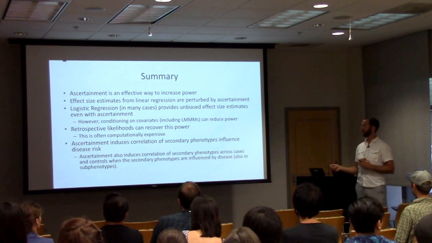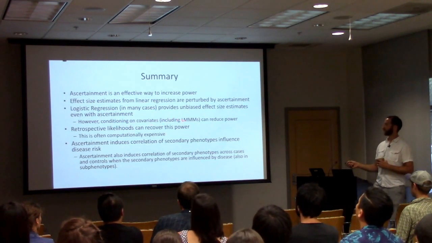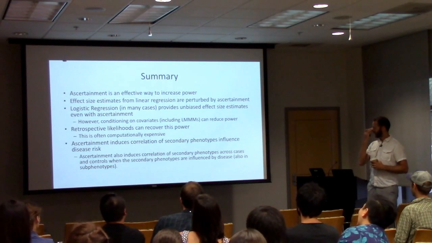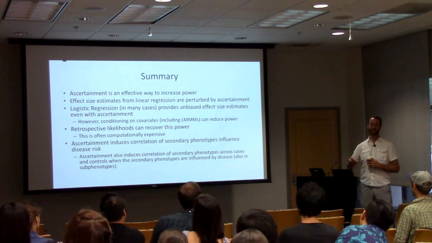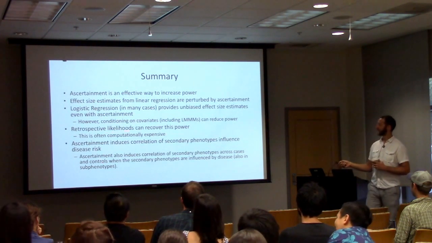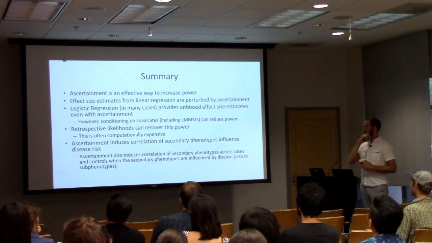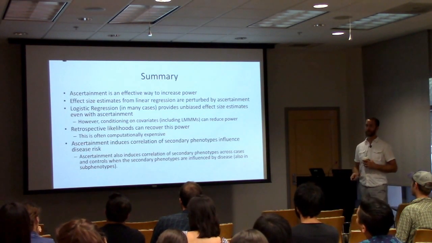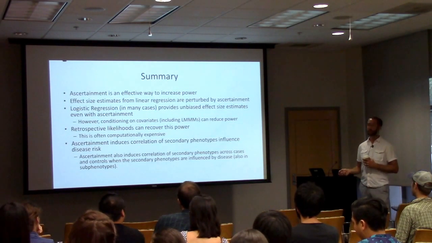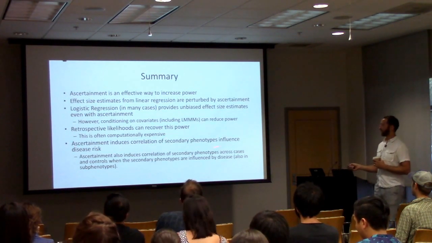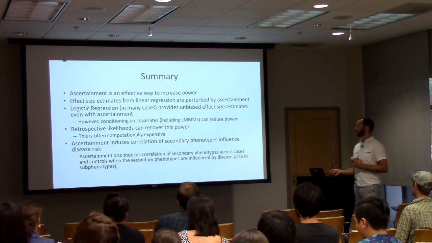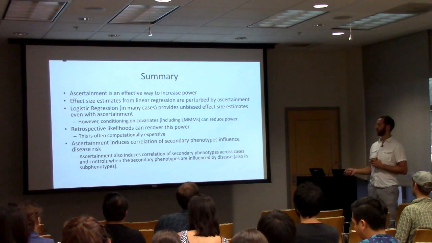So this is the Prentice and Pike paper. But conditioning on covariates can, well, maybe we now have the multi-BLUP thing, which is very popular. Multi-mix models. All right, so retrospective likelihoods can recover this power, but it's computationally expensive. And so here's an open problem people might want to think about: how to do these kinds of things efficiently. And then maybe most importantly, and also most unexplored, is that ascertainment can induce correlation of secondary phenotypes that influence disease risk.